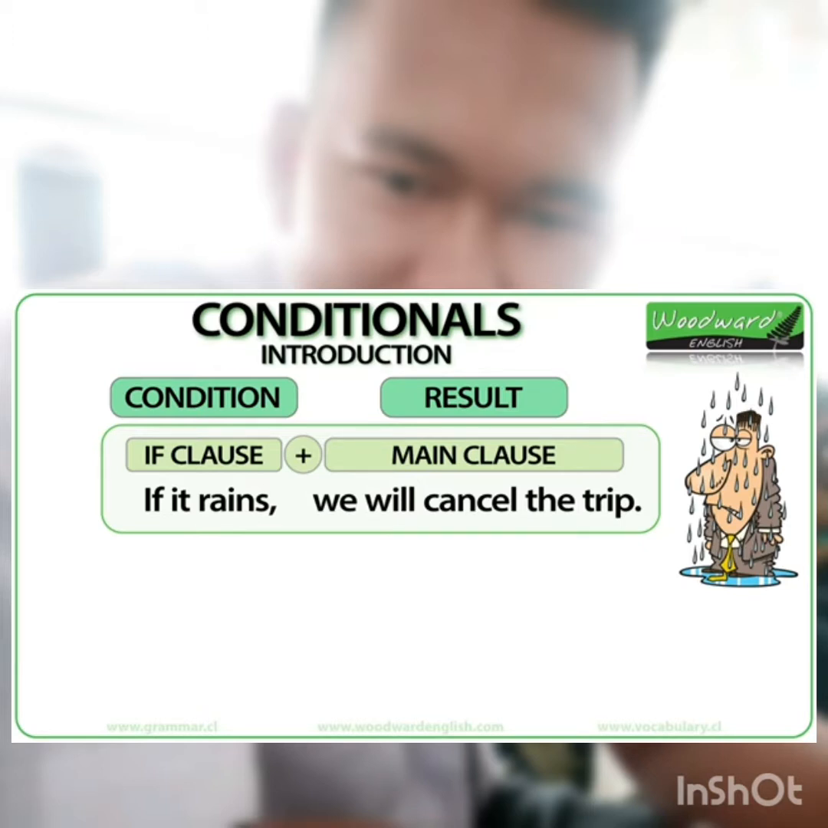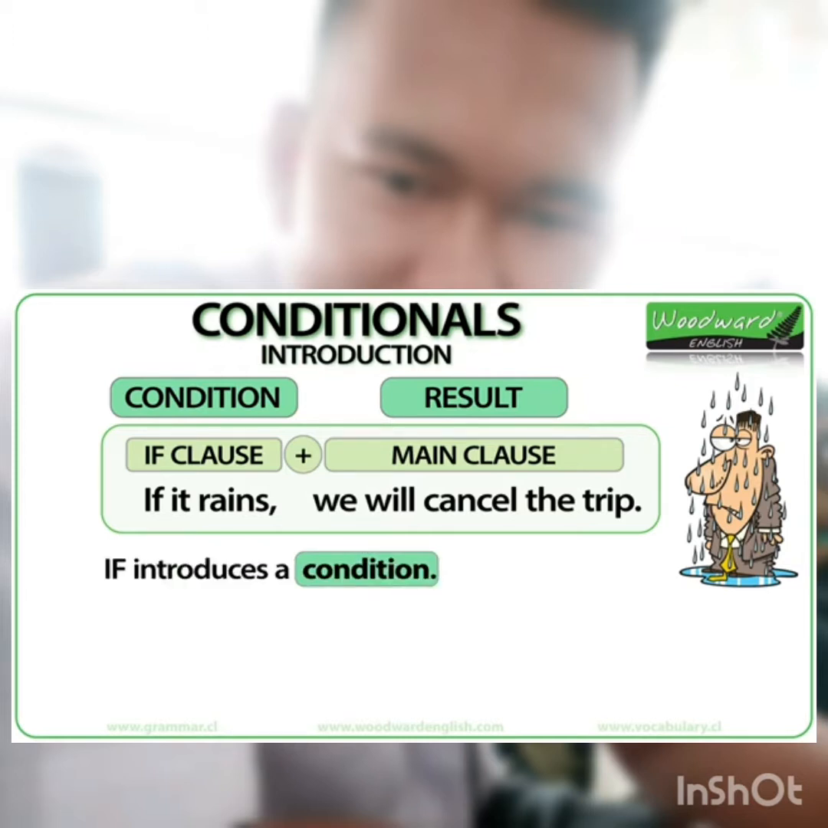If it rains is the if clause, the condition. An if clause begins with if and has a subject and a verb. We will cancel the trip is the main clause, the result.